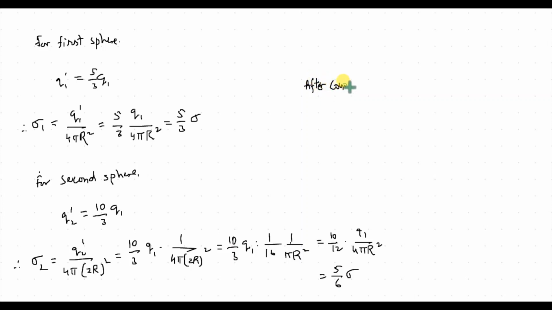So from these calculations we can say that after connection, sigma 1 is 5 by 3 sigma and sigma 2 is going to be 5 by 6 sigma. So that's all, guys.